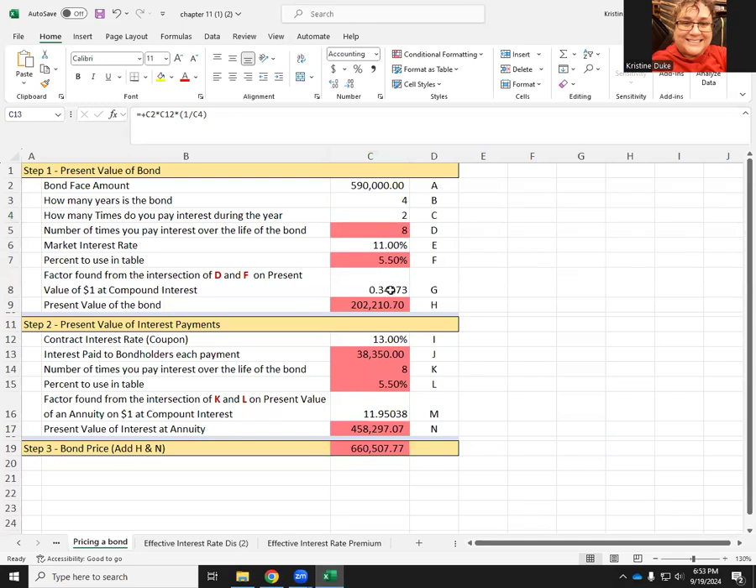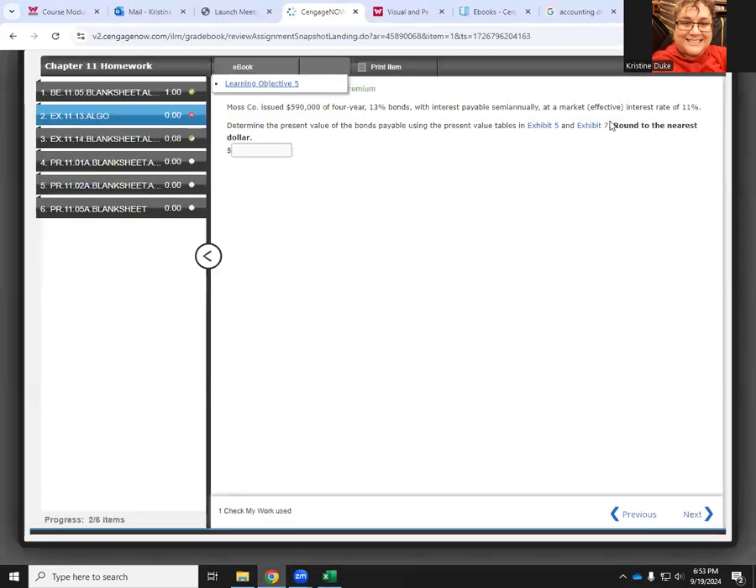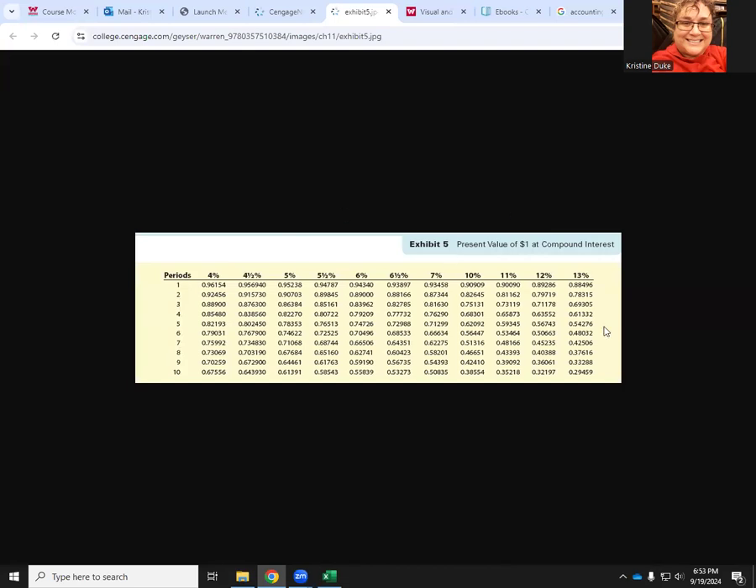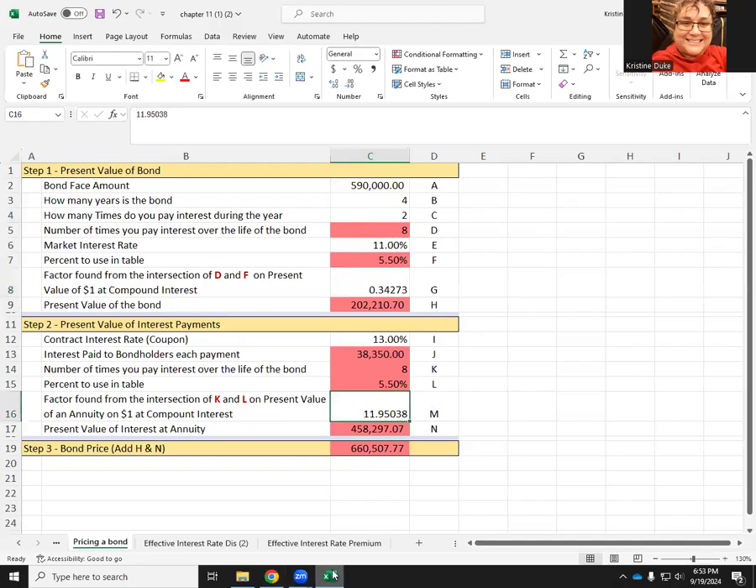Now, once we get that data in, I just plugged in those pieces right there. 1, 2, 3, 4, 5 pieces of data. Now, what I need to do is find these two factors. So I'm going to go find my present value of the bond. So up here in Exhibit 5. Okay, so there's the information. And so let's look at what it's telling me to do. I need to find 8 and 5.5.